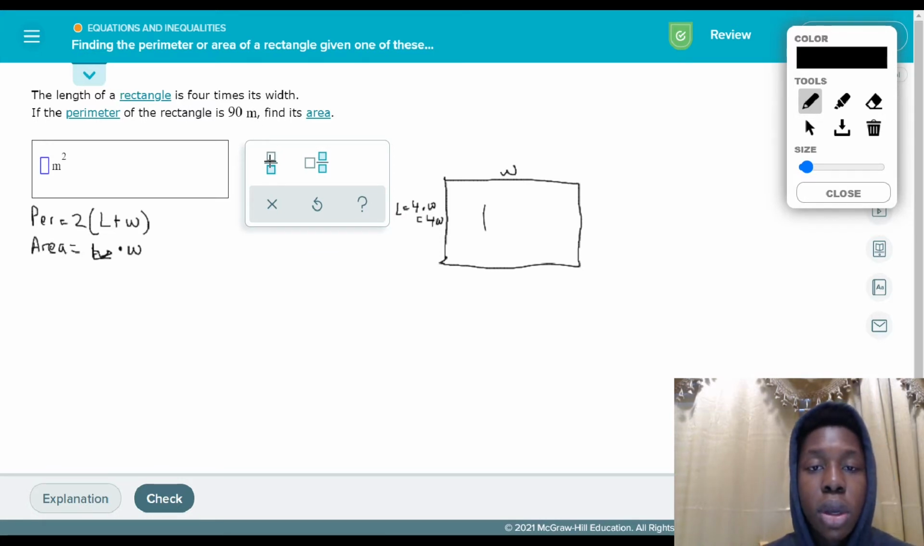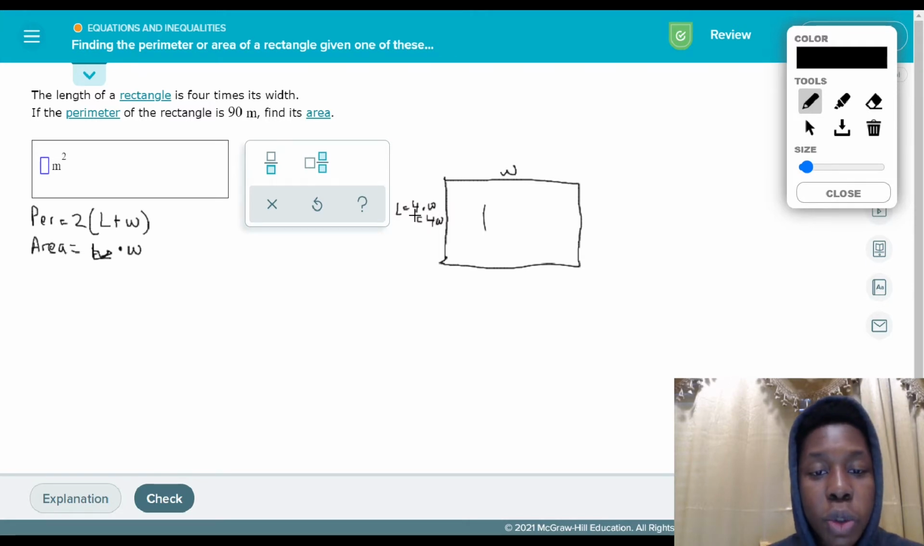So that means whatever the width is, the length of the rectangle will be 4 times it, 4 times the width. The length will be bigger than the width. That's what this means: the length will be 4 times bigger than the width. Even though I didn't draw the length that long, it's kind of self-explanatory.